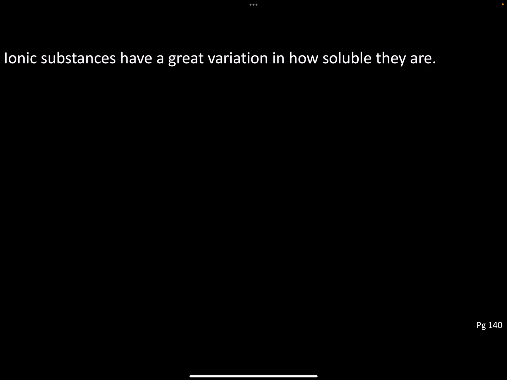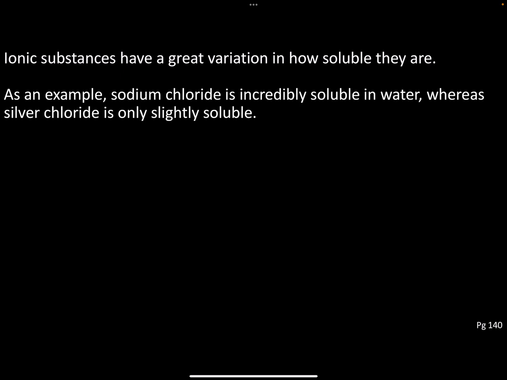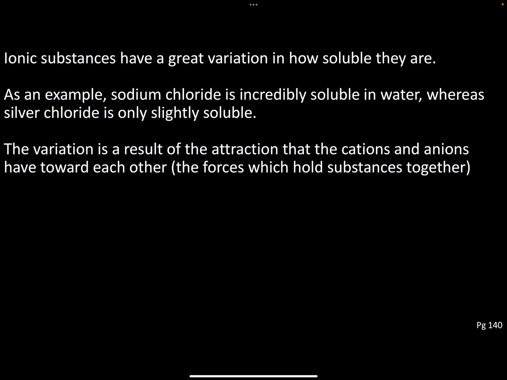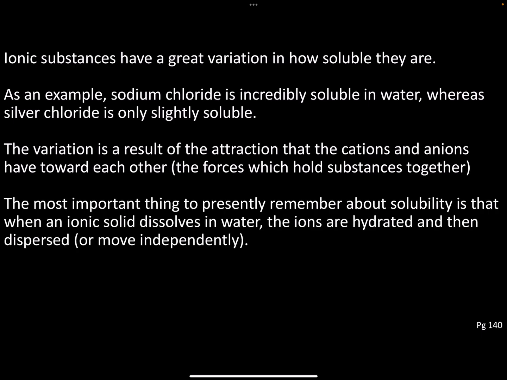Now, ionic substances also have great variation in how soluble they are. As an example, sodium chloride, salt, is incredibly soluble, whereas silver chloride is only slightly soluble. The variation is a result of the attraction that the cations and anions have toward each other, or the forces that hold these substances together. The most important thing to remember right now about solubility is that when an ionic solid dissolves in water, the ions are hydrated and then dispersed, or they move independently. So they are no longer together in this solution. They are on their own.